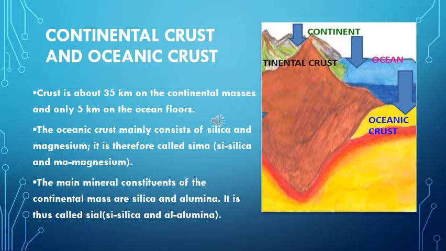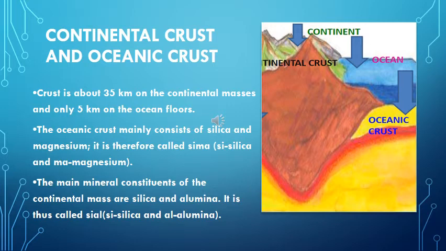The thickness of the crust is about 35 kilometers on the continental masses. But in the oceanic crust, the ocean floor under the water, the crust is only 5 kilometers thick. So on land, where the continents are, the thickness is 35 kilometers, and in the ocean part it is only 5 kilometers. That is one difference.